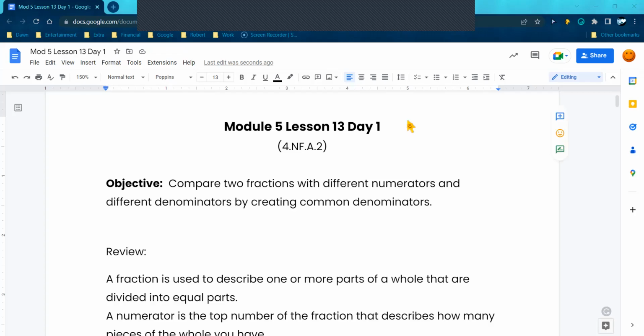Today we're working on Module 5, Lesson 13 of EngageNY. Yes, I've turned this into a multiple day lesson, so we have time to practice this concept. Our objective is to compare two fractions with different numerators and different denominators. In order to do that, to compare them, we're going to create a common denominator.